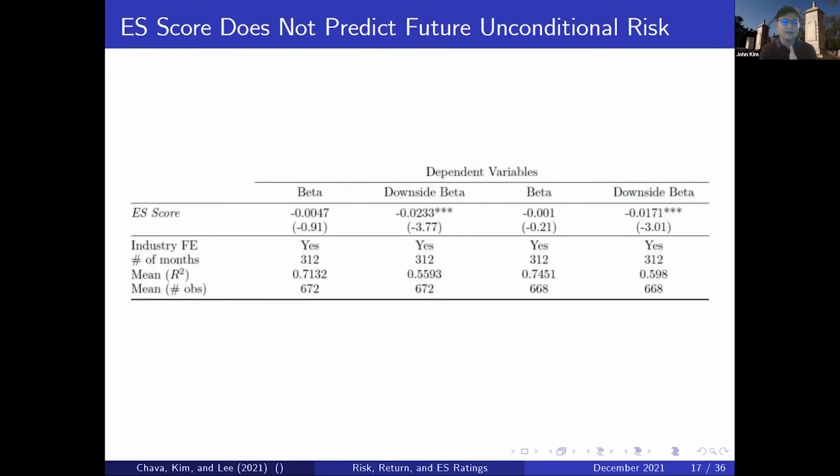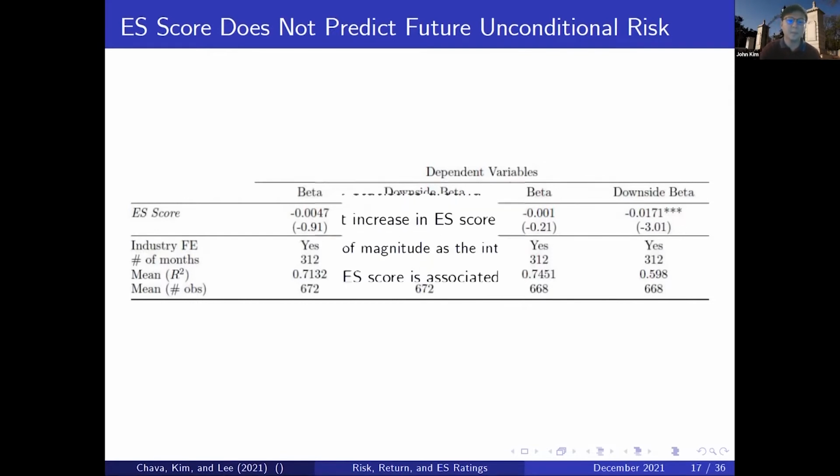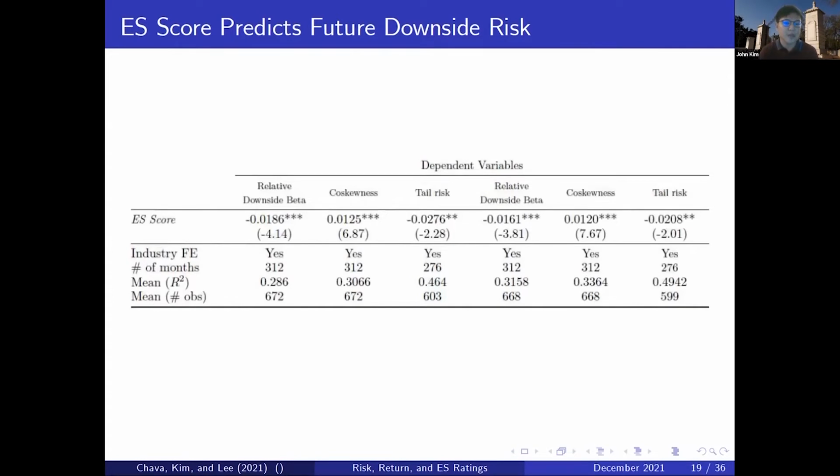The first two columns only control for the size of the firm as well as the past values of the risk measures, whereas the last two columns control for everything that we listed out in the previous slide. In both cases, the relation between ES score and beta is statistically insignificant, whereas the coefficient on ES score for downside beta continues to be statistically significantly negative. We repeat the analysis using the three main measures of downside risk that we've outlined. And again, everything seems to be statistically significant and pointing towards the fact that ES score has a very robust downside risk reduction effect. And again, just remember that with coskewness, the positive sign is in fact the correct one.